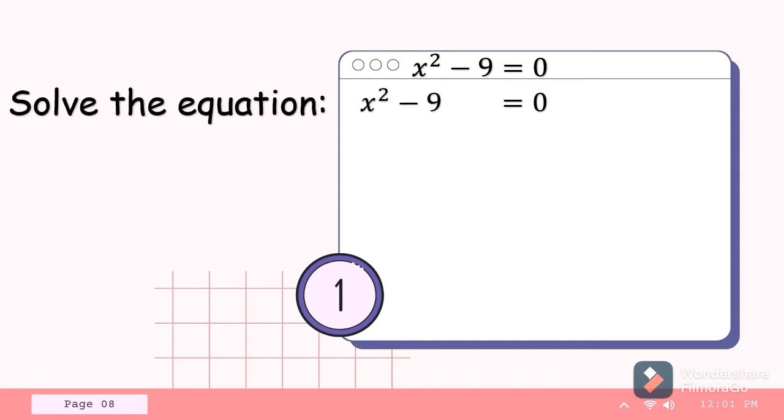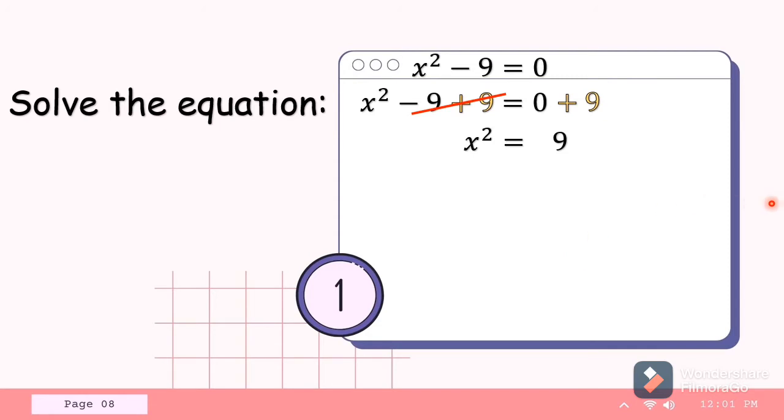First, we have x squared minus 9. Then, we need to think of a number that we need to add on both sides to eliminate negative 9. So, we need to add positive 9 on both sides so that negative 9 plus 9 will become 0. So, ang matitira na lang is x squared equal to 9. Tandaan, kung ano ang inadd natin sa kaliwang bahagi o kanang bahagi ng ating equation, dapat gagamitin din natin yon or gagawin din natin yon sa kabila.